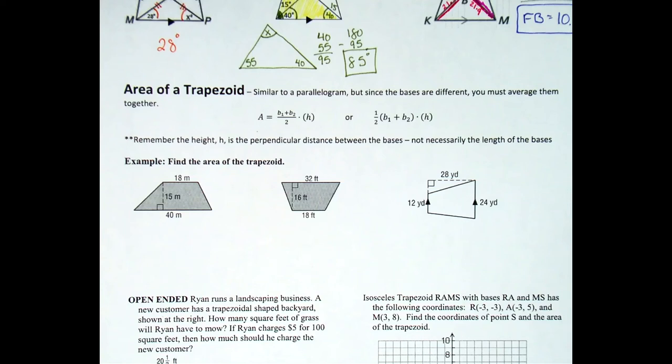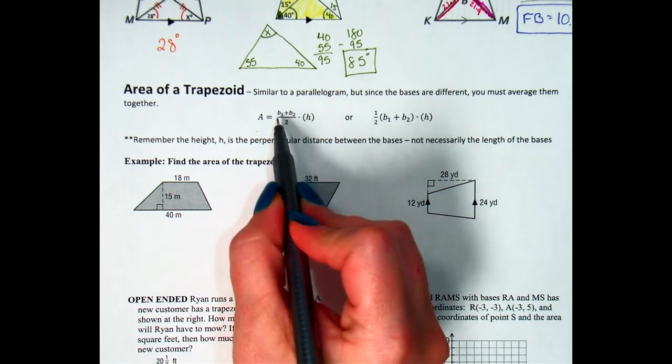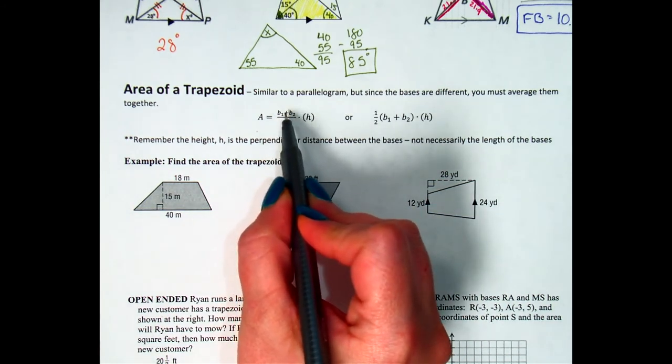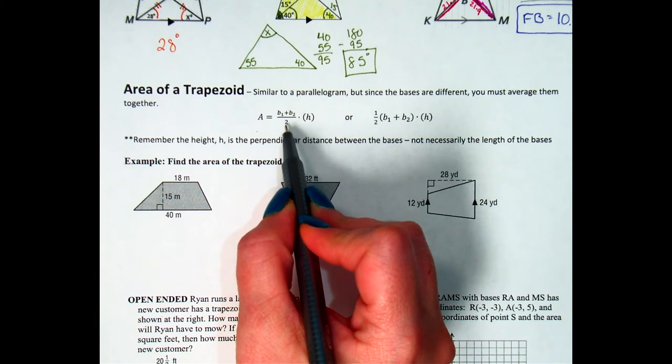Welcome back. In this video, we're going to look at area of a trapezoid. Now, the area of a trapezoid is similar to that of a parallelogram because we do have a pair of parallel sides. But since we don't have two, we end up with our bases are different lengths. So what we're going to do is we're going to average them. Remember, when you average two numbers, you add them and divide by 2. So that's why my formula is my bases averaged, so added together and then divided by 2.